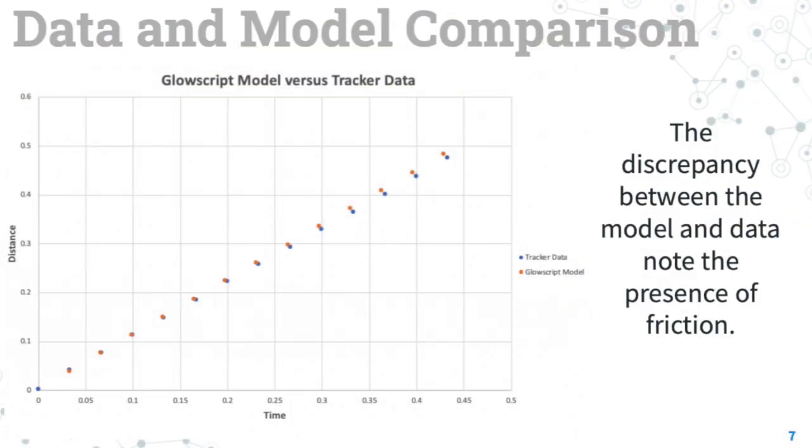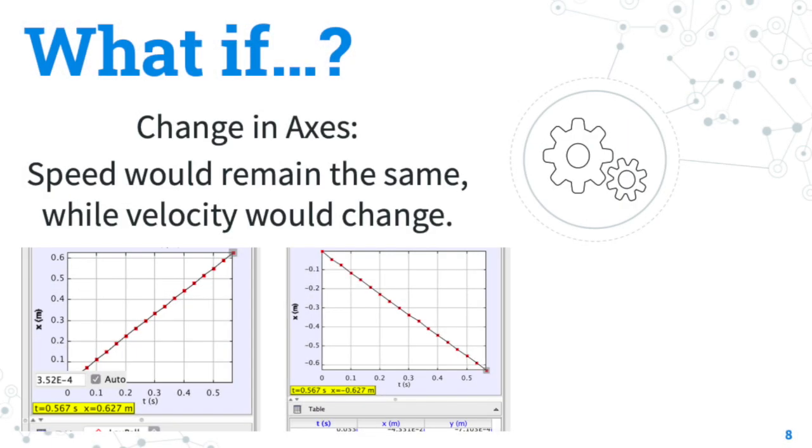Finally, we get to the comparison between my experimental data and my GlowScript model. I'm very happy with how the two compare, but I also want to note that the discrepancy between the two sets of data is due to the presence of friction. This shows that while we want to assume we have a constant velocity, there are still forces acting upon the object. This lab also asks what would happen if I were to change my axes.